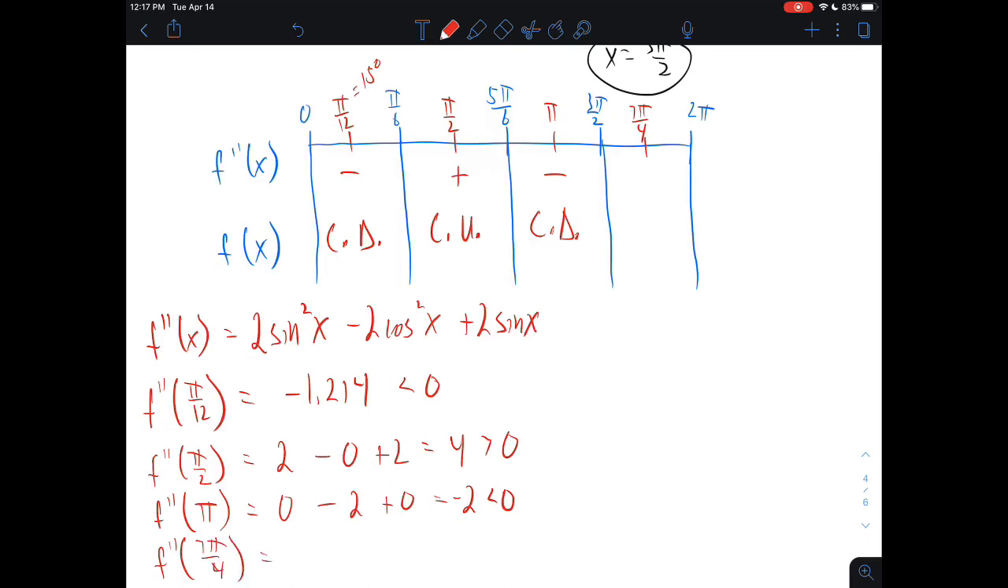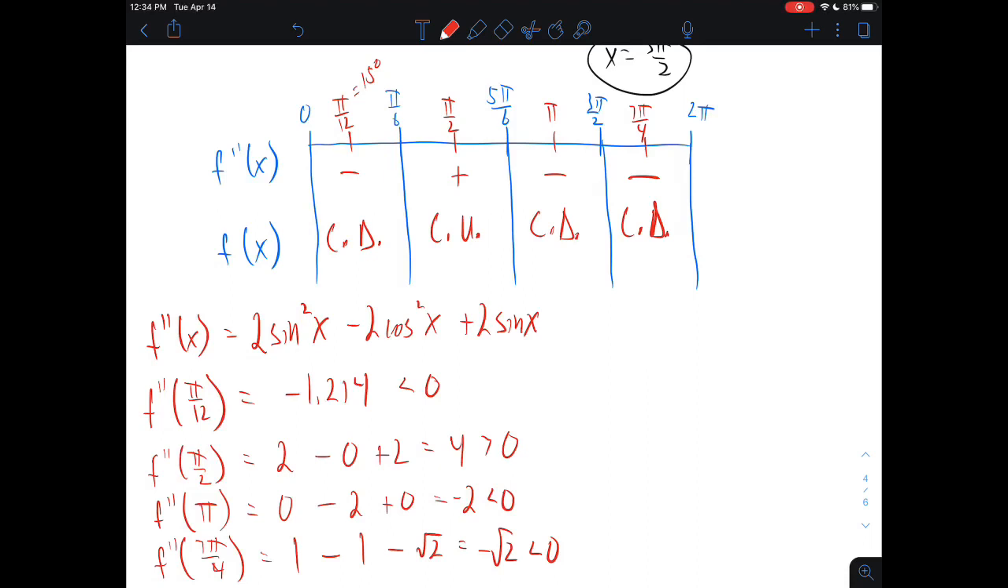Sine of 7 pi over 4 would be negative square root of 2 over 2, but then I'm squaring that, so that's 2 over 4 times 2, that's just going to be 1. You're going to get the exact same thing for 2 times cosine squared, so that's 1 minus 1, and then I would have minus, because 2 times negative square root of 2 over 2, minus square root of 2, that's negative square root of 2, which is less than 0. So we have concave down for that last interval.